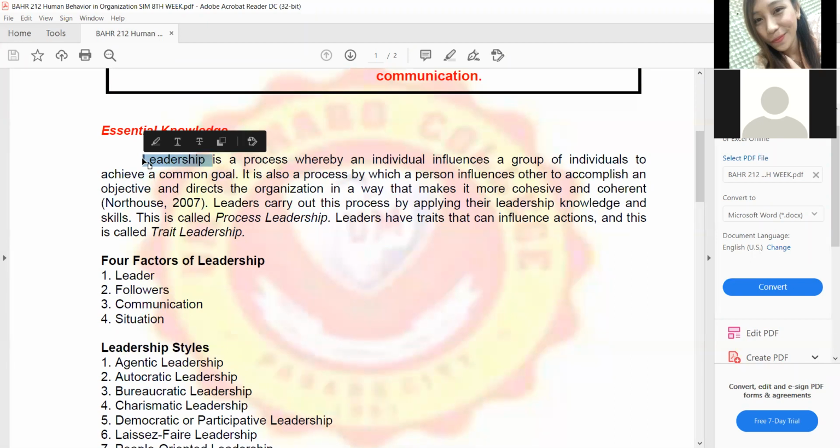Leadership is a process whereby an individual influences a group of individuals to achieve a common goal. It is also a process by which a person influences others to accomplish an objective and directs the organization in a way that makes it more cohesive and coherent. That's according to Northouse 2007. And also, we may refer to process leadership as those leaders that carry out the process by applying their leadership knowledge and skills. So, pag ang isa ka leader is nag-apply siya sa kanyang leadership knowledge and skills, that's what we call process leadership. But when a leader has traits that can influence the actions of others, that is called trait leadership. Okay, so let's expound more of this idea.